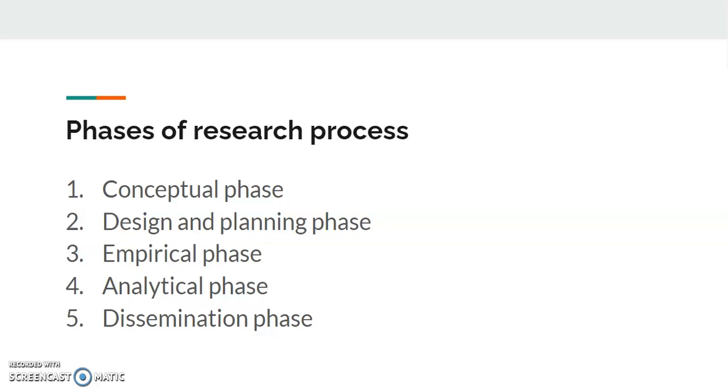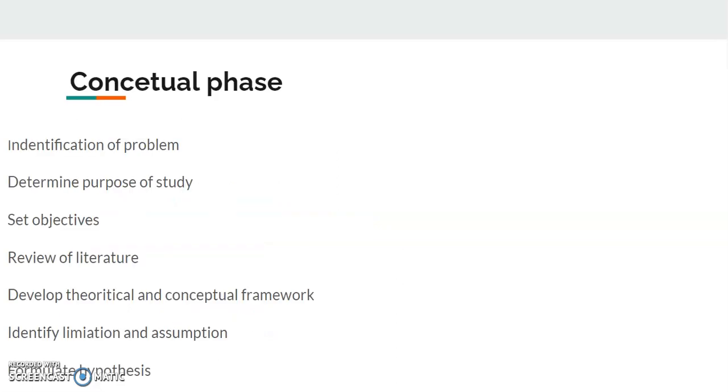Phases of research process. There are 5 phases in the research process. The first one is conceptual phase. The second is design and planning phase, then empirical phase, analytical phase, and dissemination phase. So don't worry, we will see one by one what it is. Conceptual phase. In conceptual phase, what happens? These are all the steps that happen under one phase. So we study steps of research process under each phase.